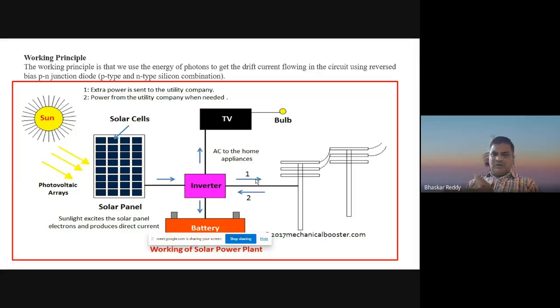For example, KSRM Engineering College has a 550 kilowatt solar power plant. Sorry, the demand of KSRM Engineering College is 700 kilowatt. The KSRM college requires 700 kilowatt, but the generation is only 550 kilowatt.